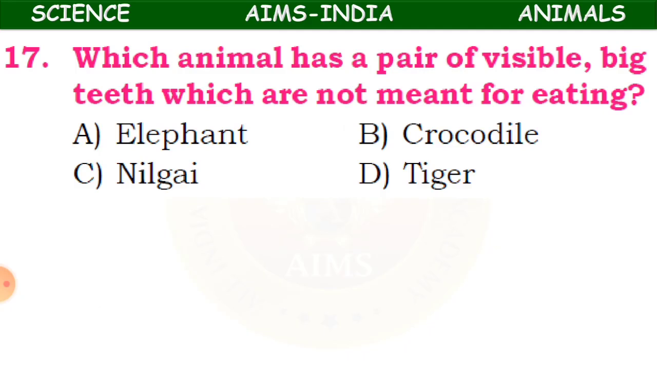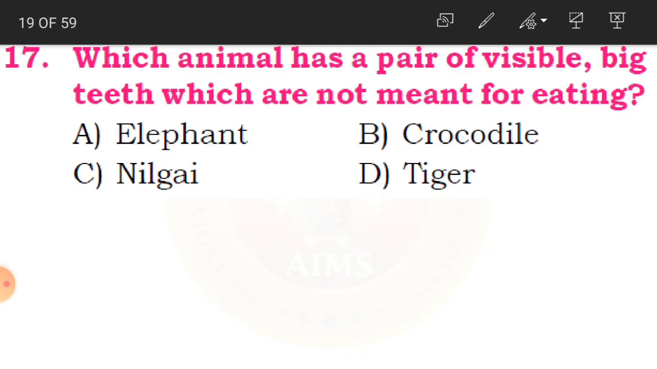Which animal has a pair of visible big teeth which are not meant for eating? A pair of big teeth which is not meant for eating. Okay, children? And the options here are elephant, crocodile, nilgai and tiger. So which one, children?